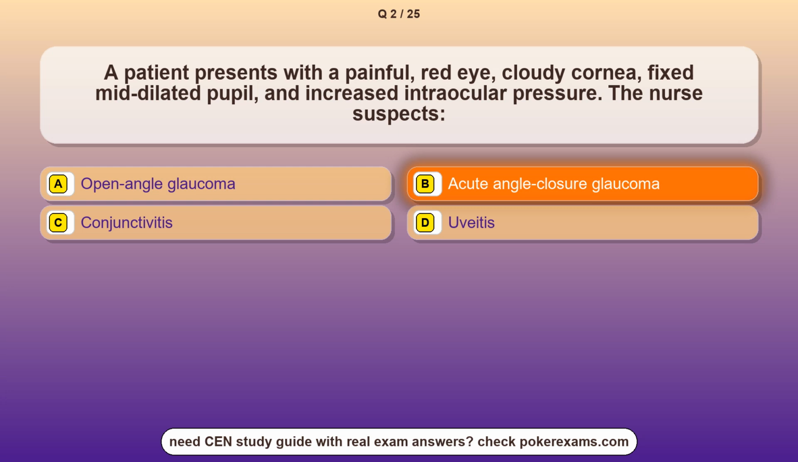The correct answer is option B. Acute angle-closure glaucoma.